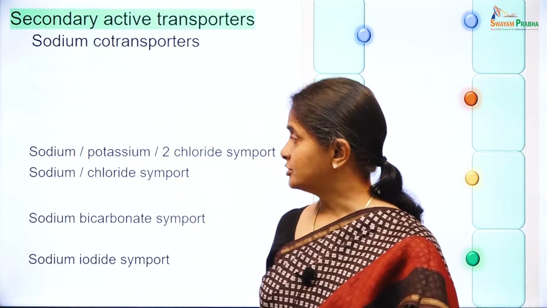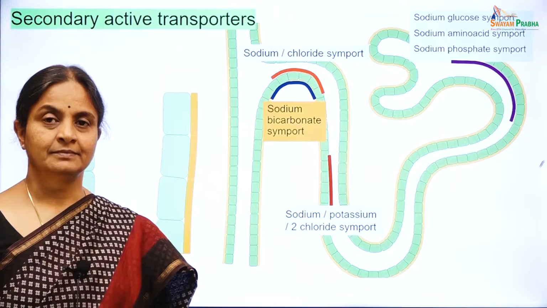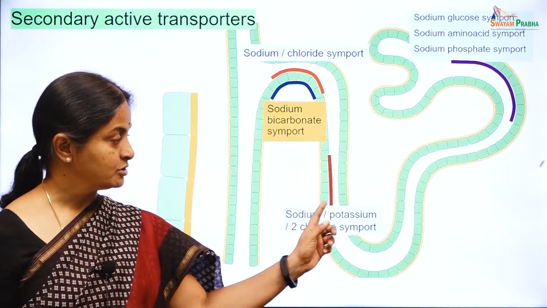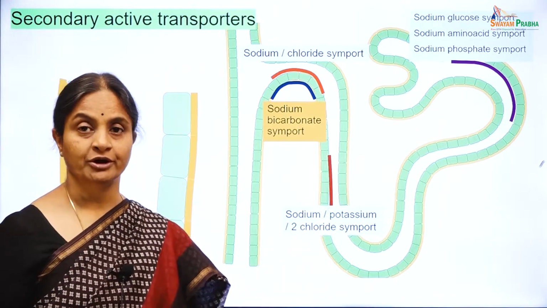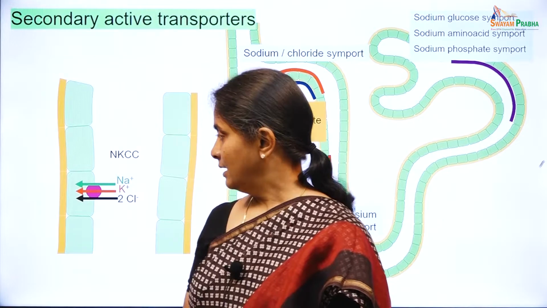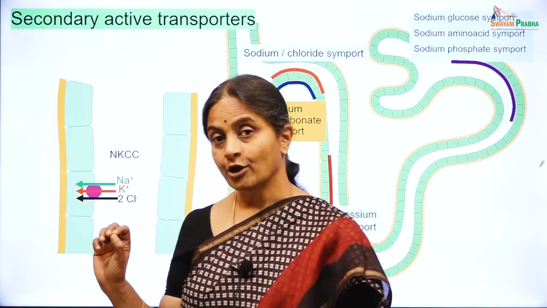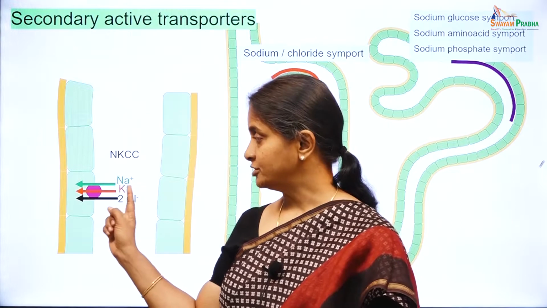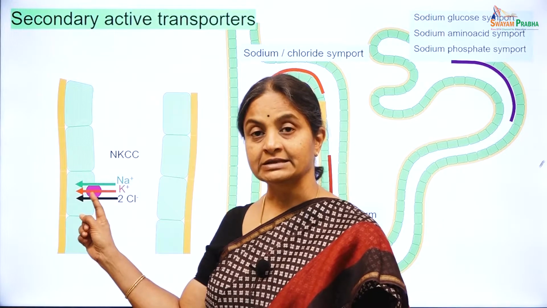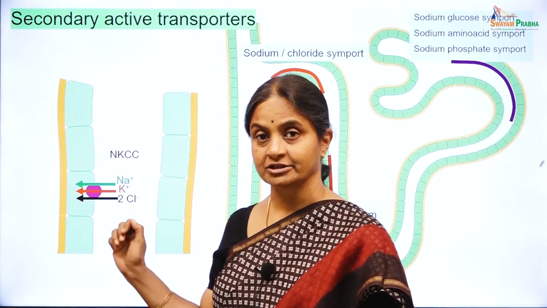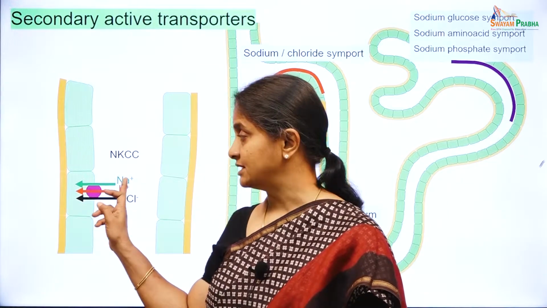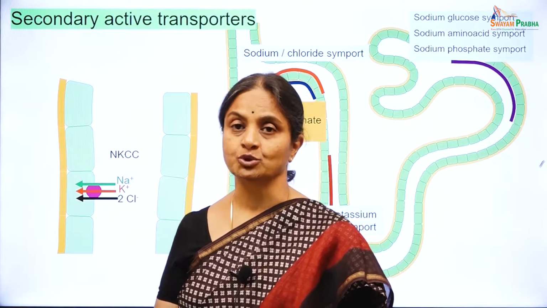Now, we will move on to the sodium potassium 2-chloride symport. We have already seen that the sodium potassium 2-chloride symport is located in the luminal border of the thick ascending limb of loop of Henle. The ion that is actively transported is potassium from lumen into the cell. We know intracellular concentration of potassium is at least 30 times more than extracellular concentration. And the energy for uphill transport of potassium is derived from downhill transport of sodium.